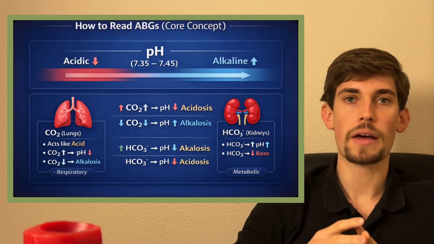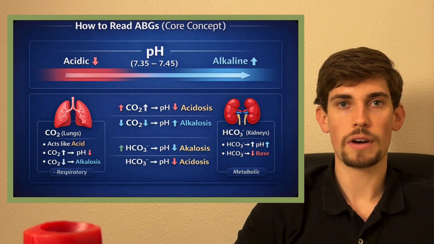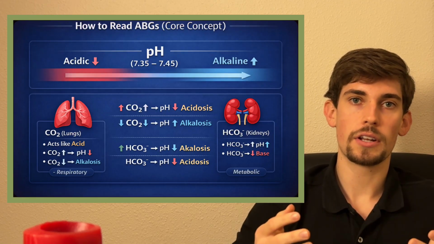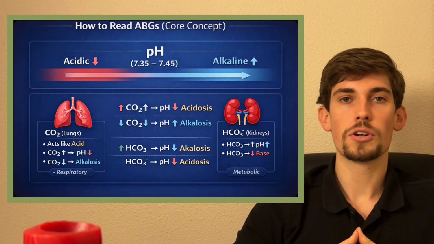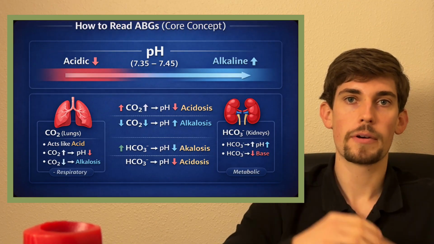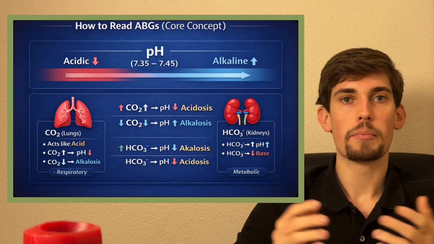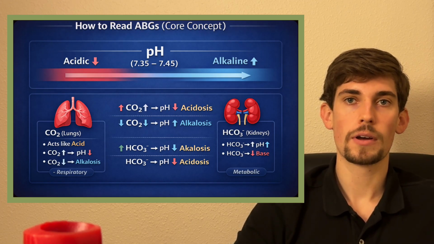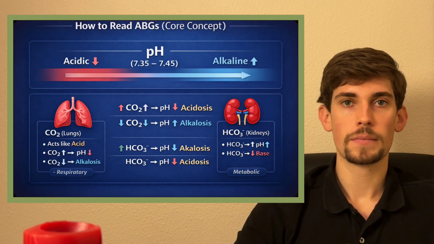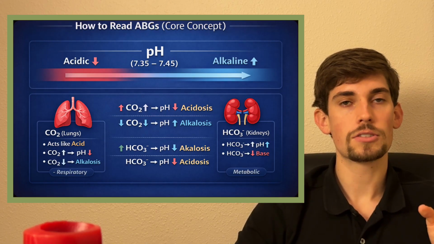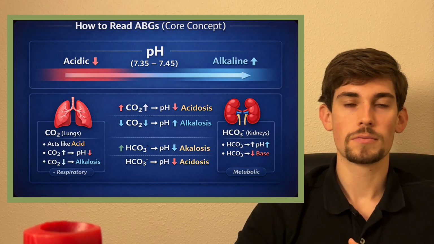Before using any method, you need to understand what each value does. pH tells you the direction, acidic or alkaline. CO2 behaves like an acid. So when CO2 goes up, acidity goes up. Bicarbonate acts like a base. So when HCO₃ goes up, alkalinity goes up. So just remember this: CO2, acid, HCO₃, base.